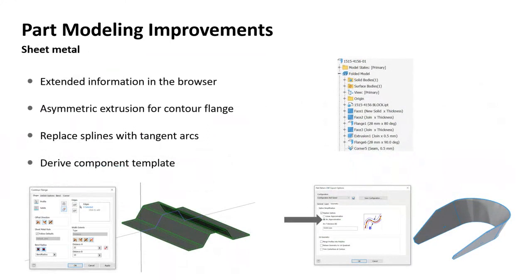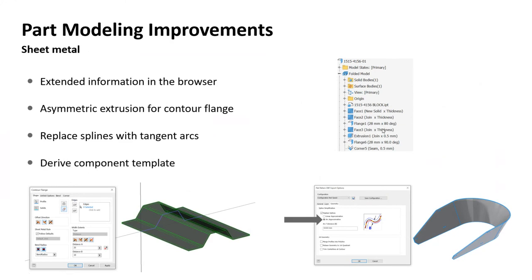All right. So we have the ability, a lot of these things are not new, extended information in your browser, like over here. This is not new, but they've now added this information to work with the sheet metal features, so that if you're doing faces and flanges, I can see information about it. They call that extended information.